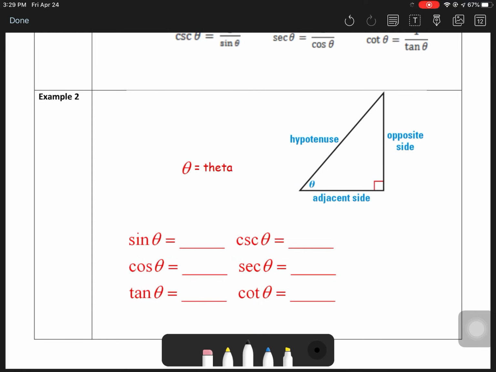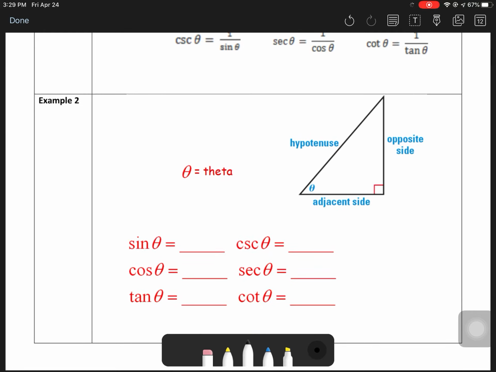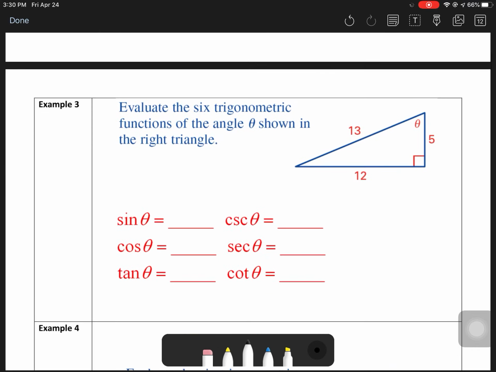I'm going to skip this next example because it just goes over the ratios, which we just talked about, and we're going to do something very similar in this next problem. Just remember that whenever we are finding all these different ratios, look for the theta angle. Remember that theta is just a variable like x, but we use it to represent angles. So across from our angle is the opposite side. Directly next to it is the adjacent side, because adjacent means next to, and then the hypotenuse is always across from the right angle. It's always the biggest side.